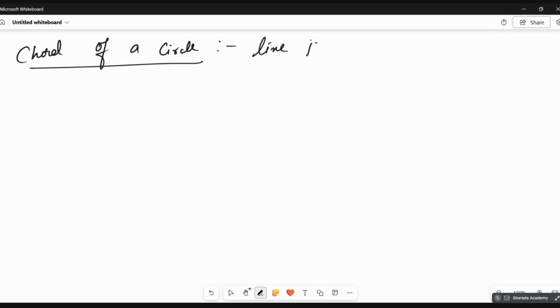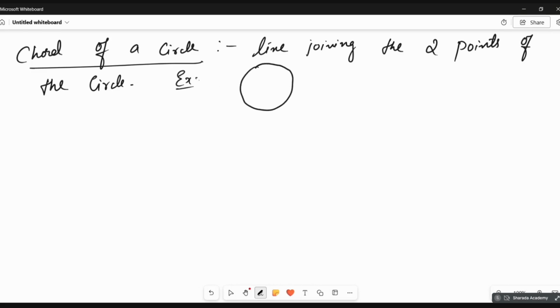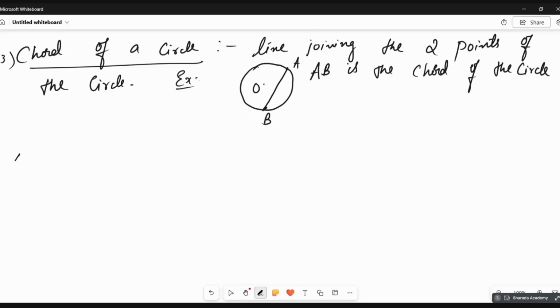Line joining the 2 points of the circle is a chord of the circle. Next.